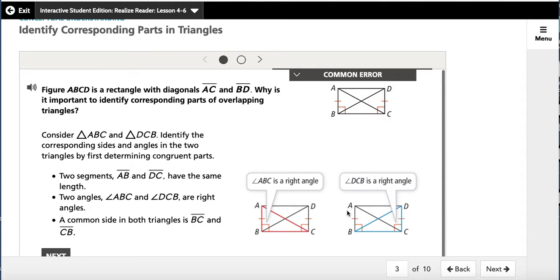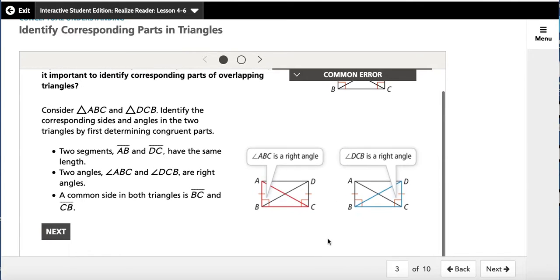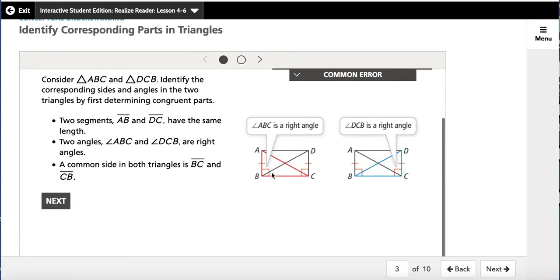This is a great strategy, to draw two different diagrams. A lot of students get overwhelmed with the overlapping part of it, and if you can make two triangles, that will help you out. Notice the red triangle, we know this is the right angle, angle ABC. I forgot I was supposed to name them with 3 letters. And then in the blue triangle, angle DCB is the right angle.